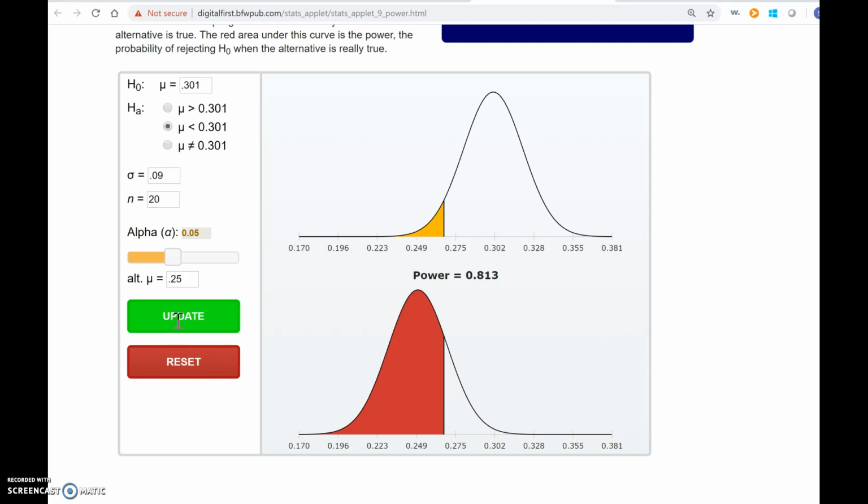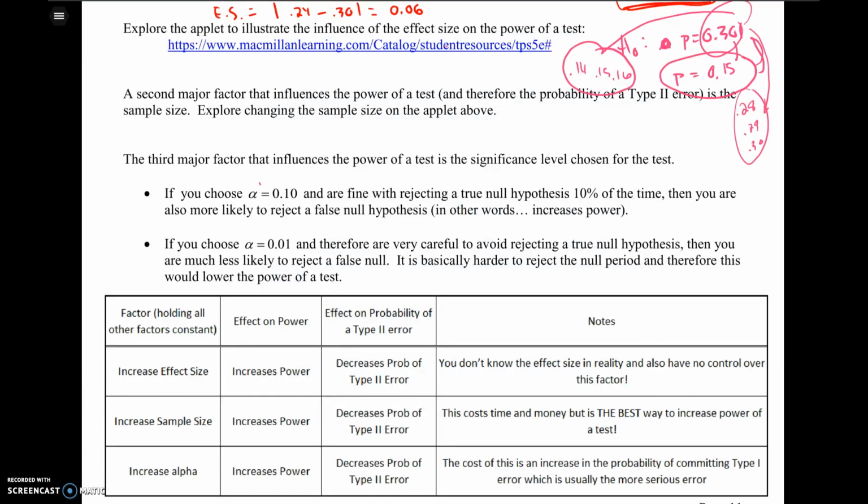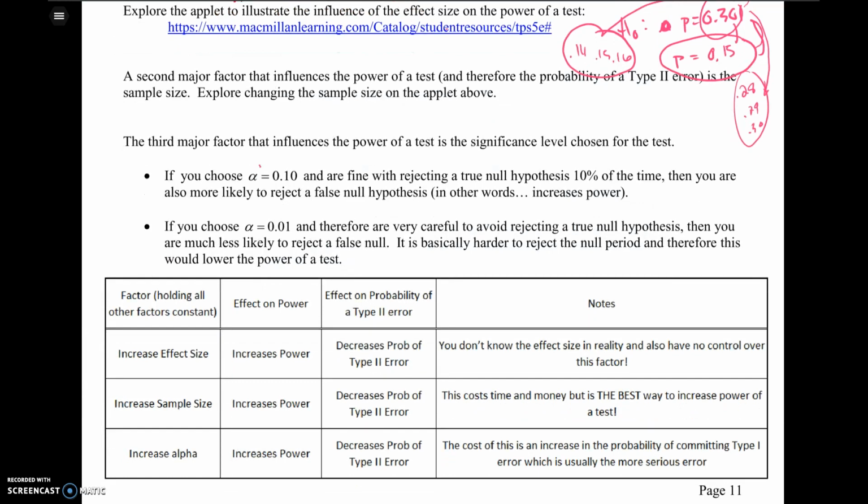Now, it looked like they moved a little bit, but what's really happening is the standard deviations of those sampling distributions are tightening up. So it's like there's more of a difference between the two curves. And as you can see, the power goes up quite a bit. So increasing your sample size increases your power, of course. That should kind of make sense. The third major factor that influences the power of a test is your significance level.